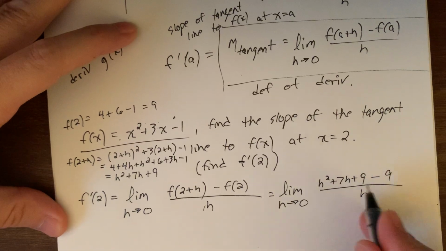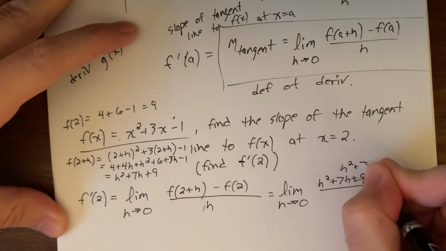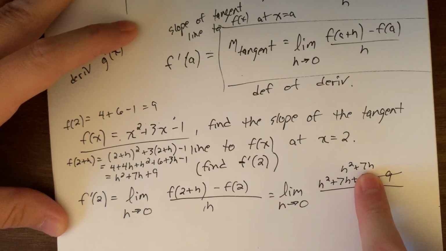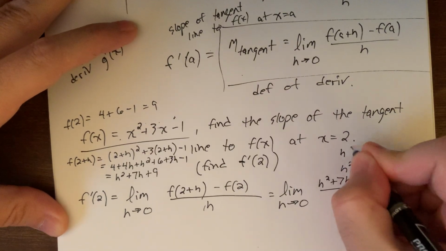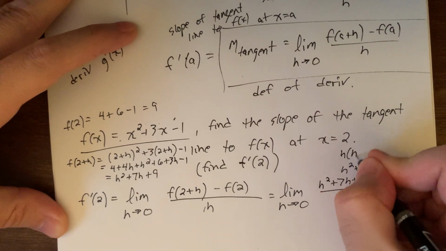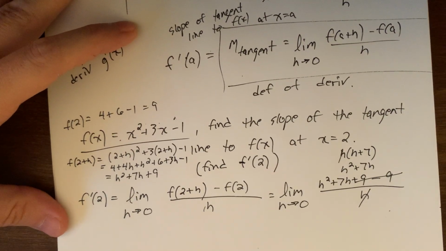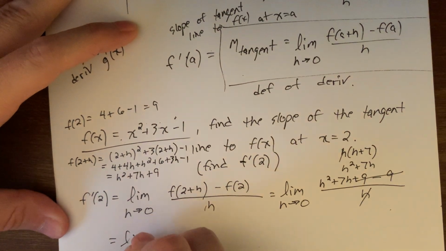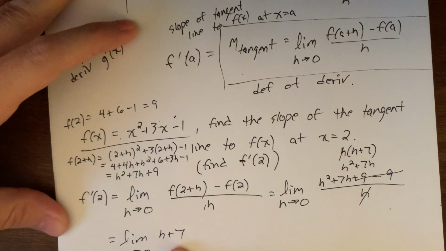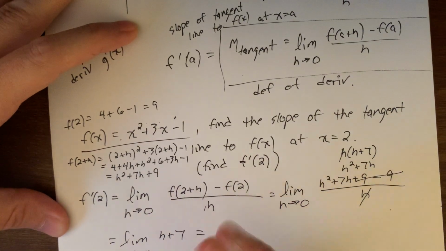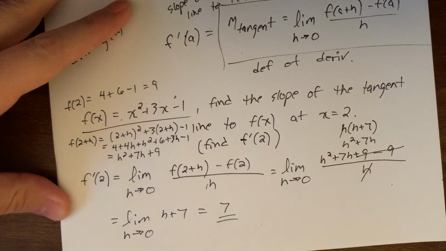Well, what can I do? Hey, like terms, plus 9 minus 9, they cancel. And now that that's all that's left, now I can individually cancel one h from each, divide both by h, or factor an h out so that it cancels. It's whichever way you prefer. But now we're ready to finish this first problem. All we're left with is h plus 7. And now when I let h go to 0, I get a final answer of 7.